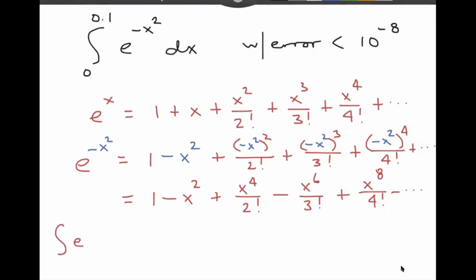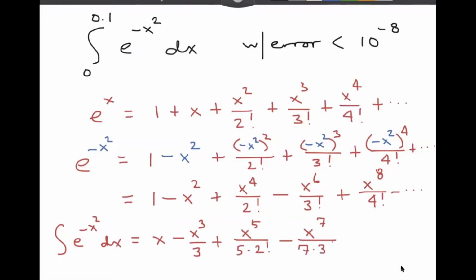So the integral of e to the negative x squared with respect to x, that series is going to start out x minus x cubed over 3 plus x to the fifth over 5 times 2 factorial minus x to the seventh over 7 times 3 factorial. You see what I'm doing there? Just using the backwards power rule. Plus x to the ninth over 9 times 4 factorial.